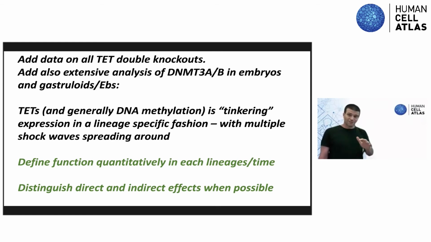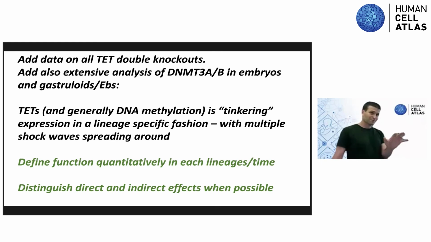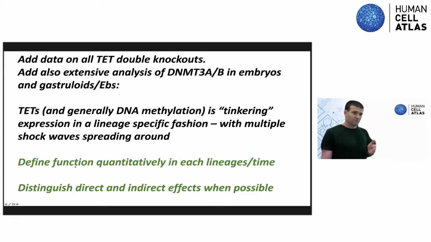There is tons of additional data. This is highly unpublished at the moment. We're hoping to submit it soon. Additional data on double knockouts, and in parallel a story that is doing exactly the same to DNMTs with very similar results. Okay, so in general we think that TETs, or generally the DNA methylation machinery, is tinkering with expression. Okay, in some cases this tinkering is fatal or has dramatic consequences, but most of the changes you'll see in the embryo are going to be a consequence of very mild perturbation that intrinsically happens.